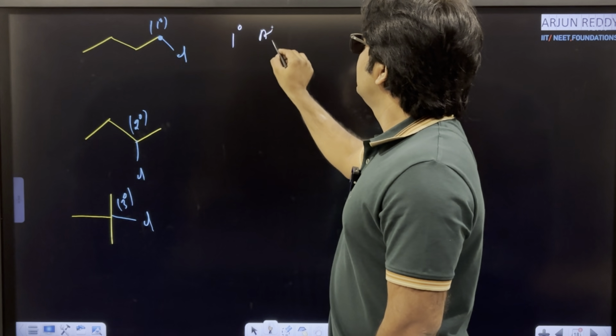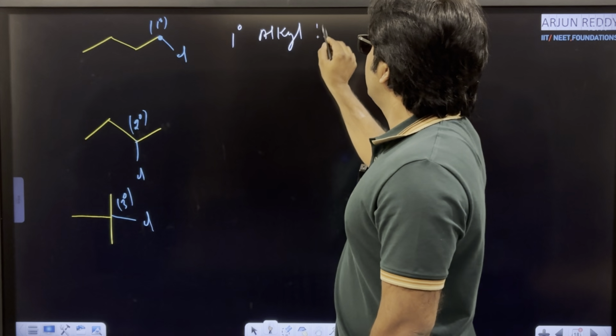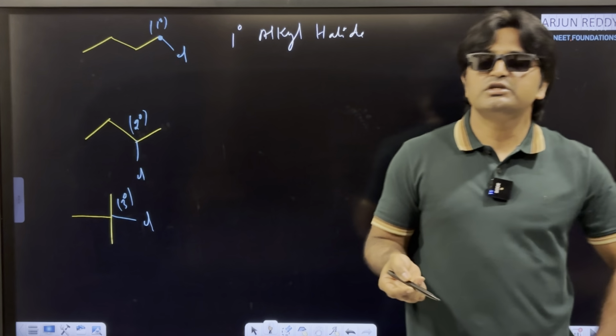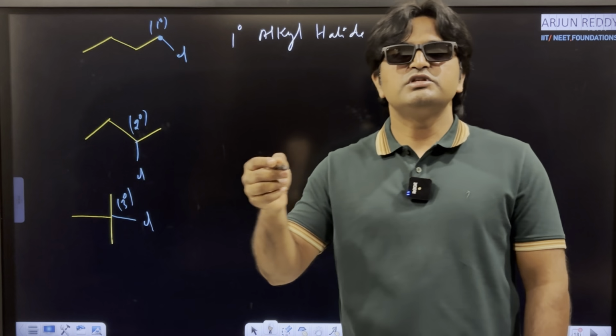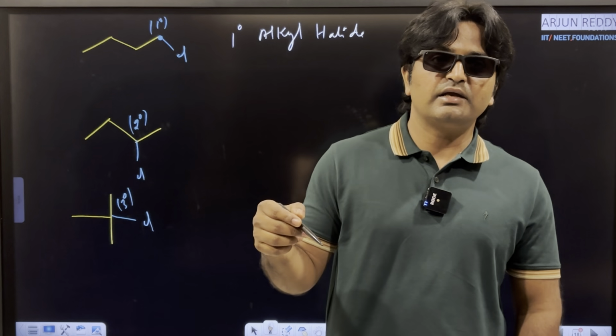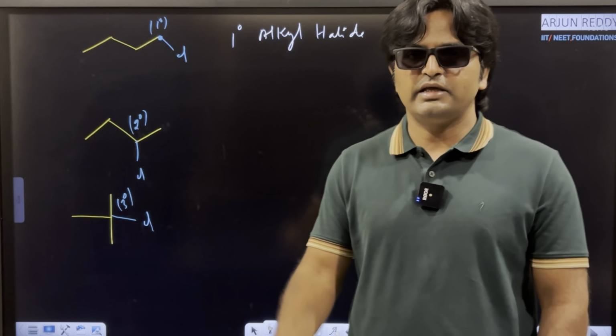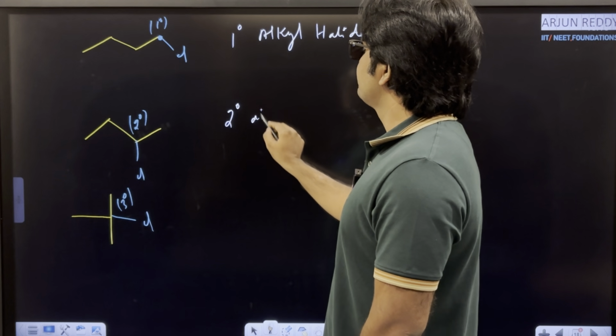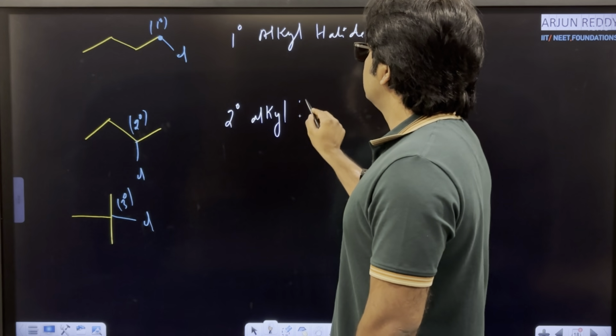That means 1 degree alkyl halide. When you are moving to halogen compounds, there we are using primary alkyl halide, secondary alkyl halide, tertiary alkyl halide, like that. That is primary alkyl halide.